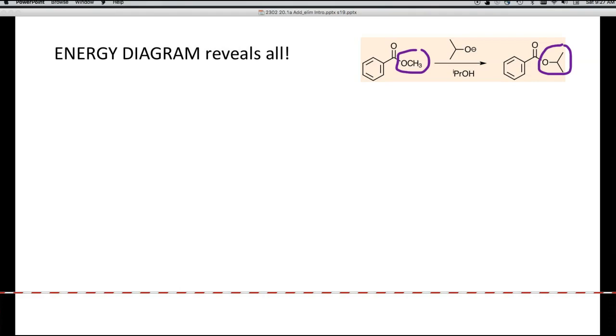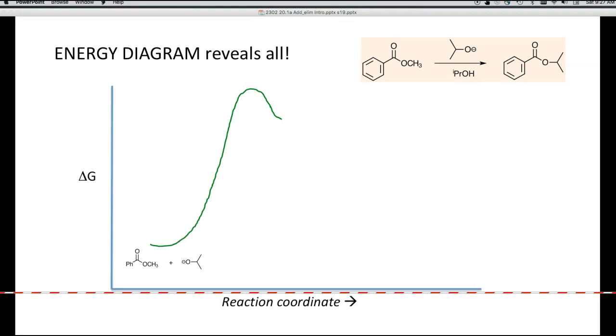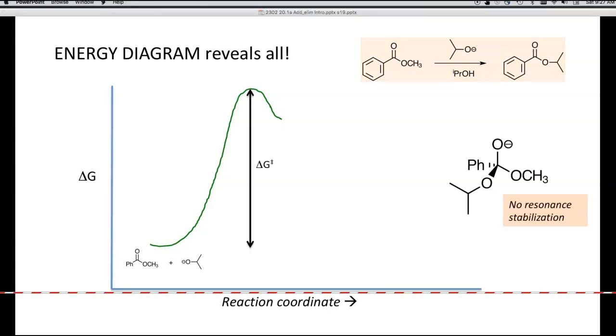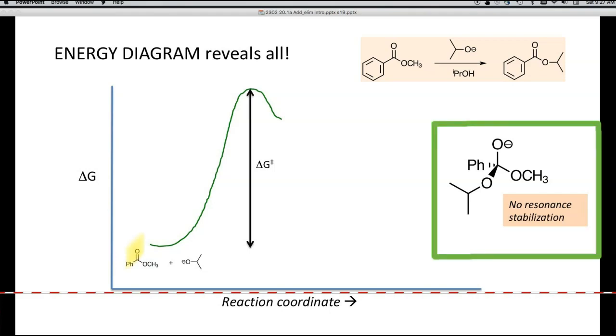Alright, so here we go. We are going to look at the energy diagram, and if we're starting with our starting materials here, our first ester and our sodium isopropoxide, that should be a very endothermic first step, because what we're doing is we're going from an extremely stable CO double bond to a really remarkably unstable intermediate.